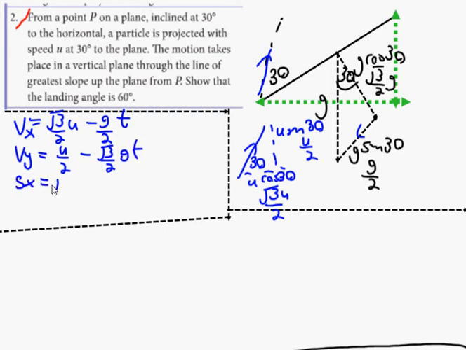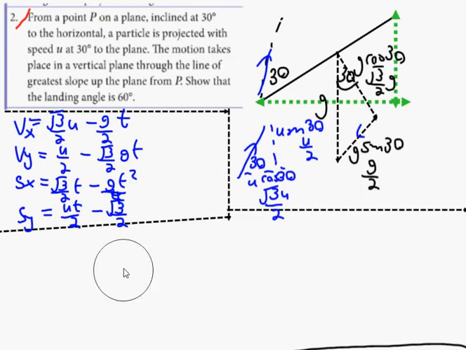Sx ends up to be root 3 over 2 ut minus gt squared over 4. And finally sy ends up to be ut over 2 minus root 3 over 4 gt squared, excuse me.